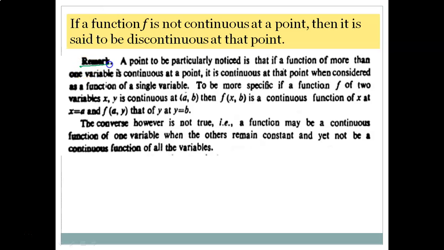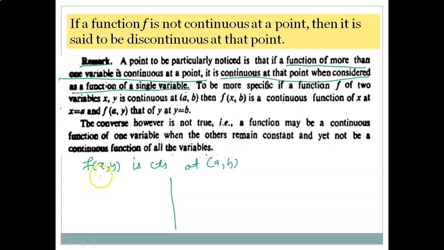Now, one important remark here. The point to be particularly noticed is that if a function of more than one variable is continuous at a point, it is continuous at that point when considered as a function of a single variable. The meaning of this you can understand like this: f(x, y) is the function and it is continuous at some point (a, b).